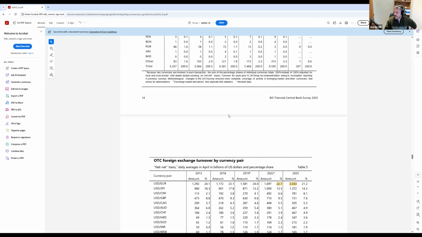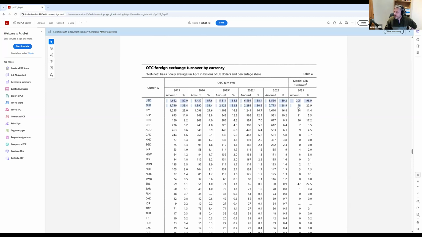Now, for individual currencies, the US dollar and the euro, as you can see here, I'll try and highlight that. This is the OTC foreign exchange turnover by currency. As you can see, the US dollar is on one side of 89% of all transactions in the FX space. That's quite something. And the US dollar alone accounts for $8.56 trillion per day. That's just insane amounts of money being transacted.